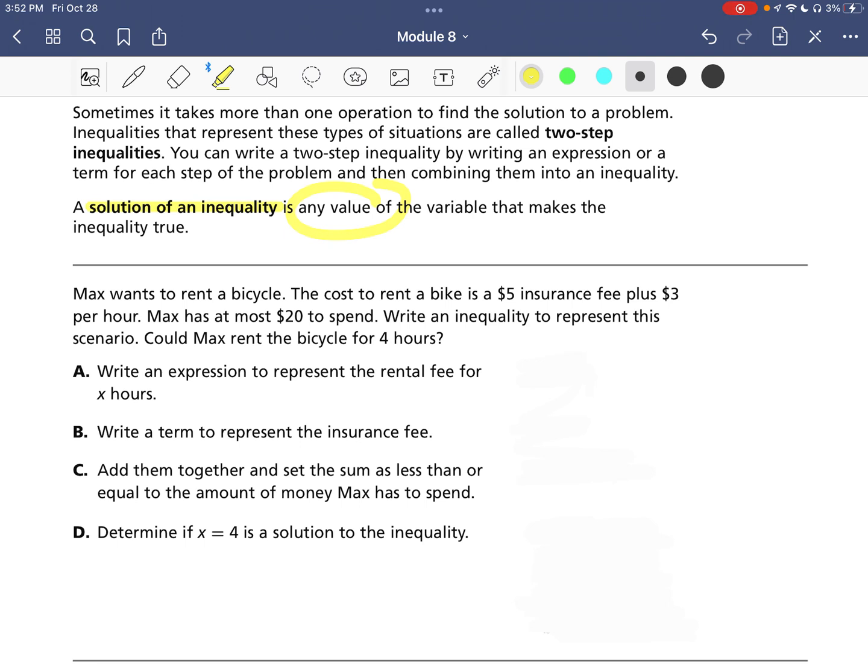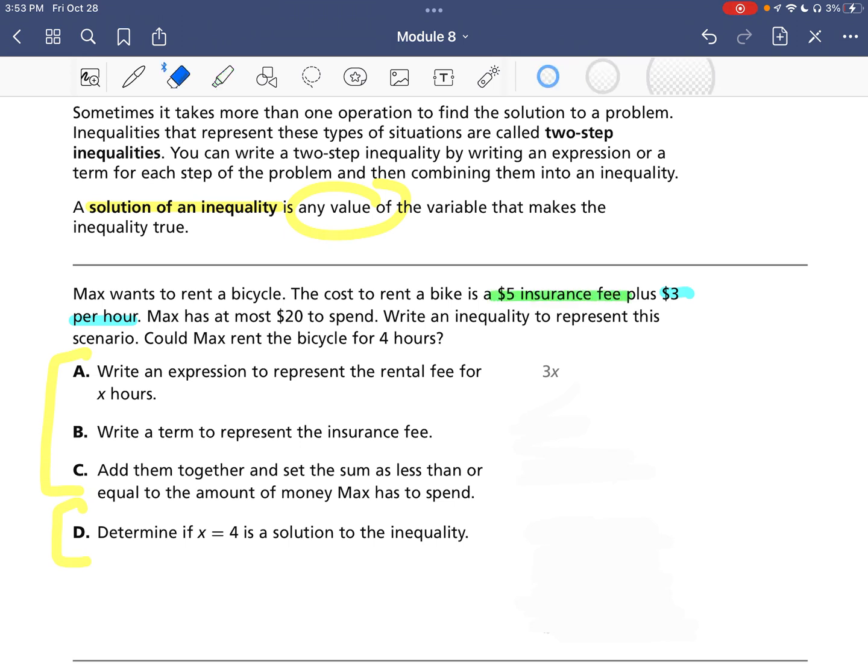We first need to figure out what our equation is, and then you're able to plug in 4 for X to see if he can rent it for 4 hours. So we're first going to start by writing an expression to represent the rental fee. So we know that this rental fee is $3 per hour, or 3x. Next, we need to figure out what that insurance fee is. Now, the insurance fee is just once. It's a one-time charge.